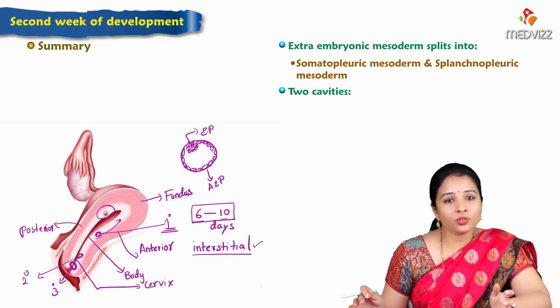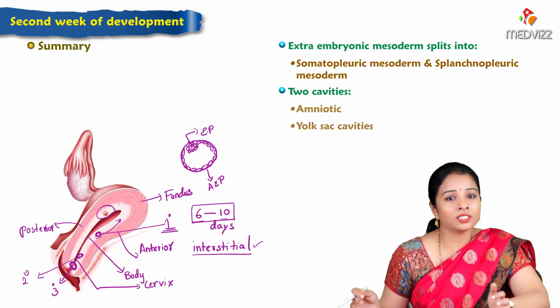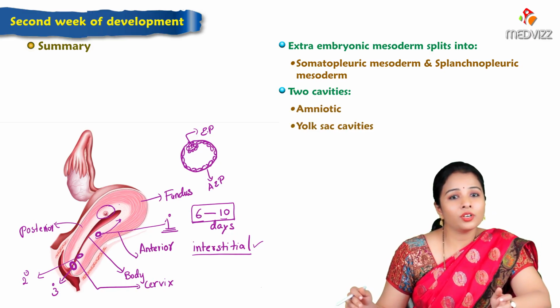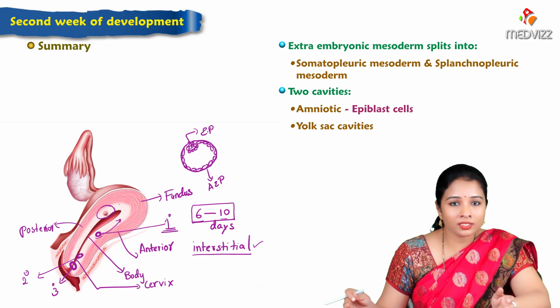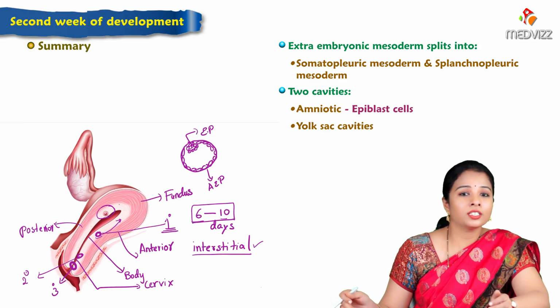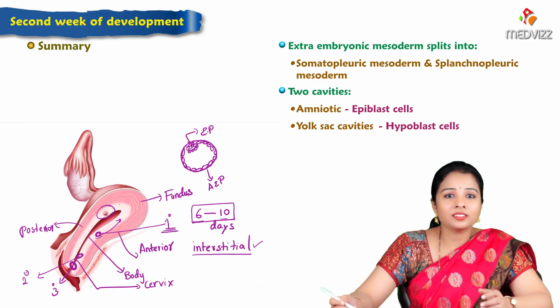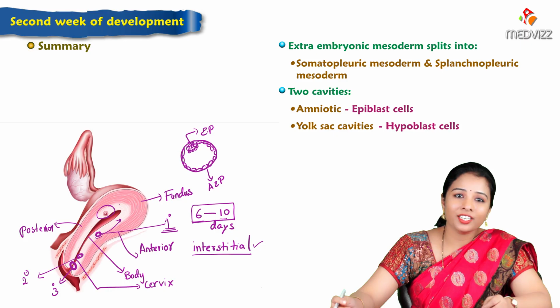And there are already 2 cavities around the conceptus, that is the amniotic cavity and the yolk sac cavity. The amniotic cavity is related to epiblast cells. The yolk sac cavity is roofed by the hypoblast cells. So this completes the second week of development.